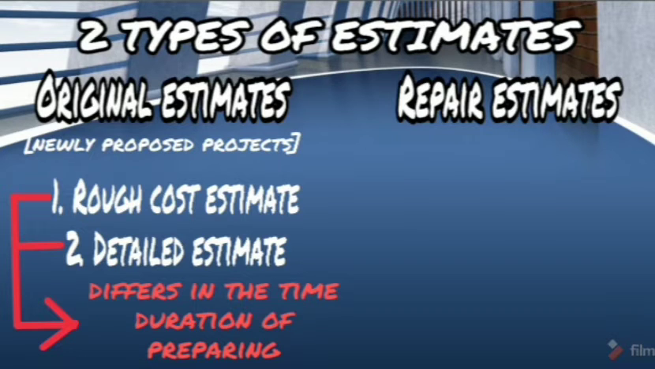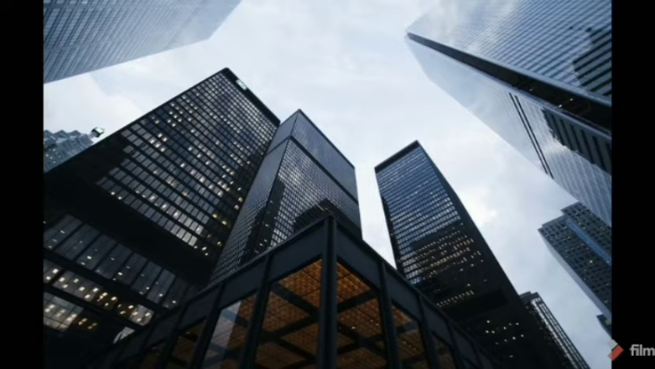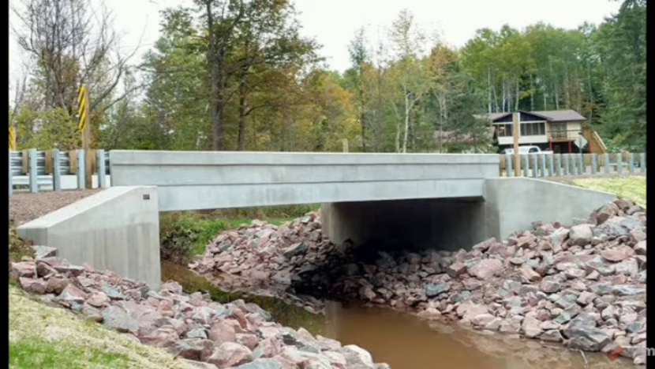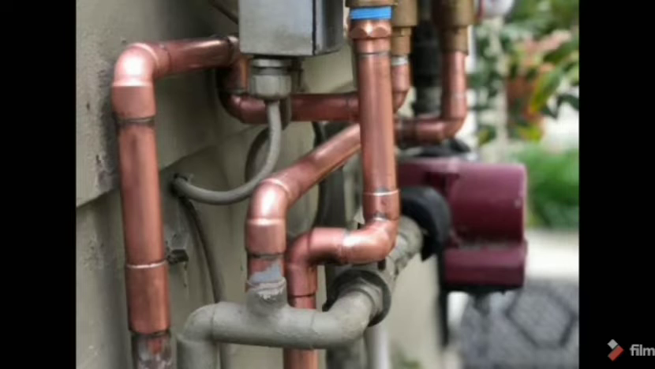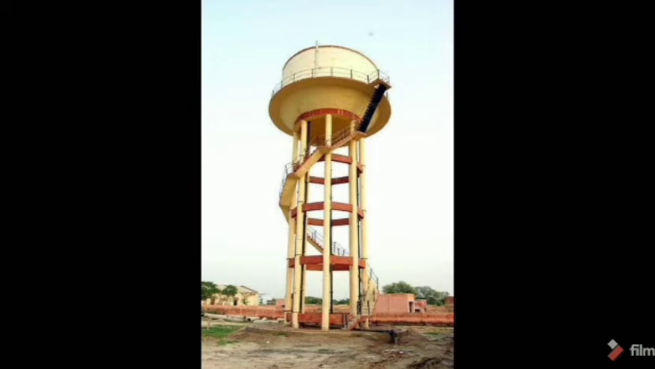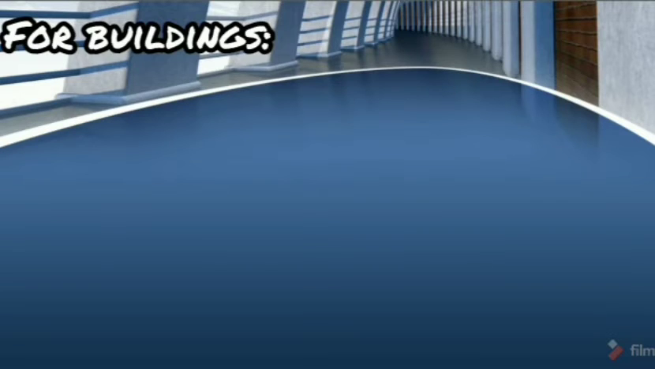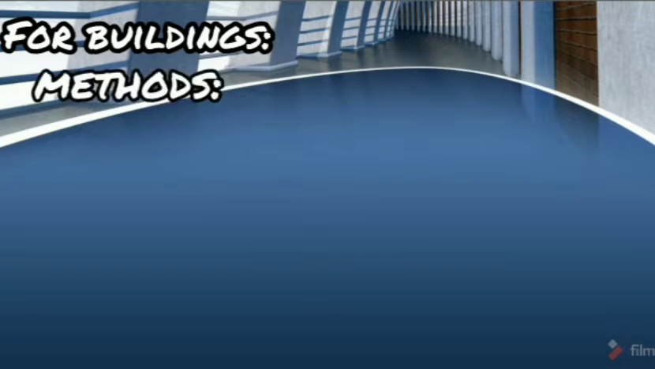Iba-iba ang ginagawang rough cost estimate depende sa project na gagawin. Halimbawa, sa buildings, iba ang ginagawang rough cost estimate para dito at iba din para sa roads and highways, iba naman sa irrigation channels, for bridges and culverts, for water supply and sanitary line, for overhead water tank, at iba din sa railway track. Pero let's go in details sa paggawa ng estimates for buildings. There are methods na ginagawa para makuha ang rough cost estimate nito.